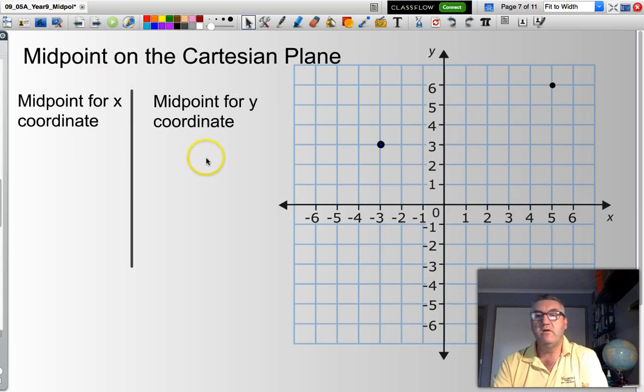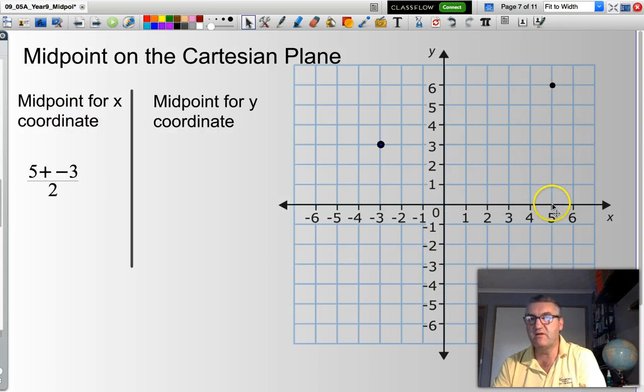Now, when I have points that are away from either the y or the x-axis, I do a similar sort of thing, but I work on each one of these individually. So I'll work on the x-axis to begin with. Now, I look at the value here. The x value for that is 5. The x value for that is negative 3. Add those two together, divide by 2. There you have it. The midpoint is 1 in the x direction.